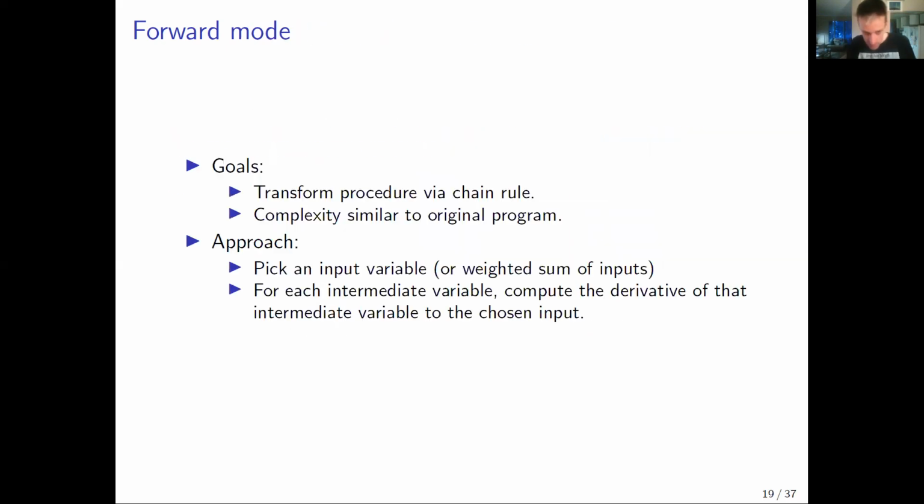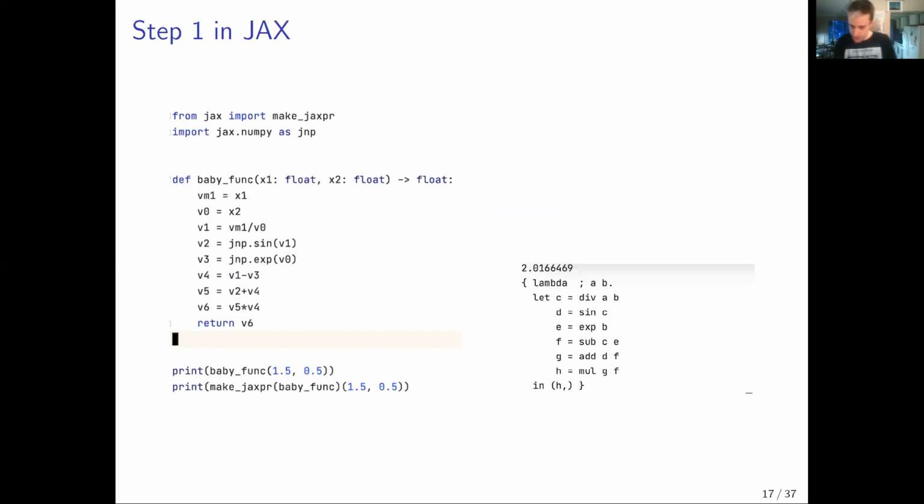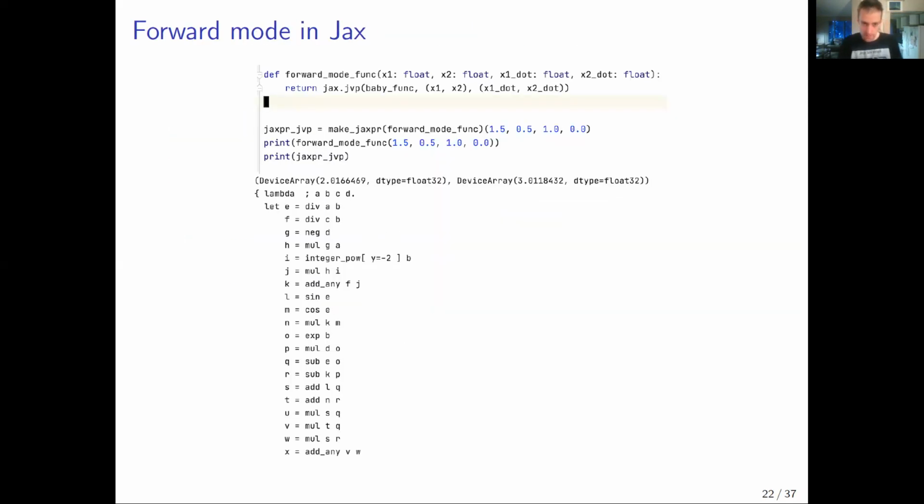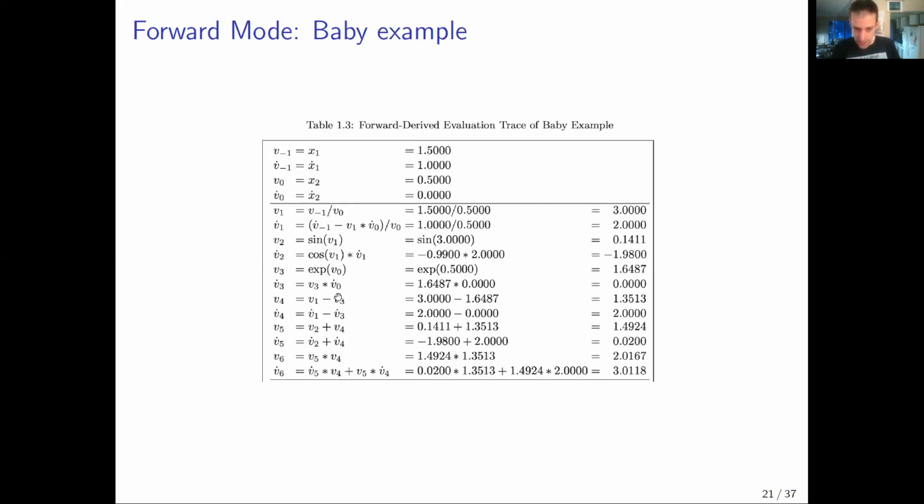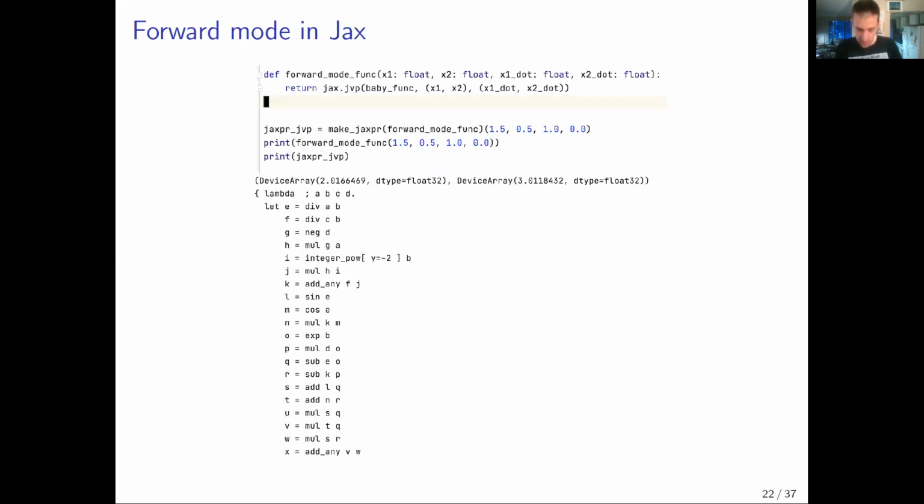Okay, and then just as before, we could look at what this looks like in JAX. So here we have our same baby example function, and then we can call jax.jvp, which is how you apply forward mode automatic differentiation to a function in JAX. And you can see that you get a new transformed function, and you can call make_jaxpr on that transformed function to see the elementary operations that constitute the new transformed function. And if you look back here, you can see that these roughly correspond to the transformed elementary operations given in the text.